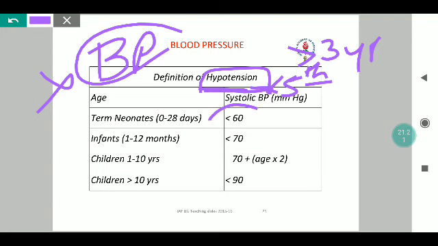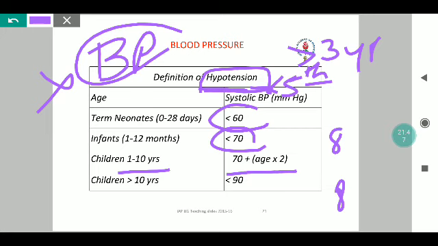In neonates, a BP less than 60 is hypotension. In infants up to 12 months, it is less than 70. For a child aged 1 to 10 years, less than 70 plus age into 2 is considered as hypotension. And in any child more than 10 years of age, less than 90. For example, if we consider an 8-year-old child, the definition of hypotension will be 8 into 2, 16, 16 plus 70, 86. Any blood pressure less than 86 millimeters of mercury systolic is considered as hypotension for a child who is 8 years old.